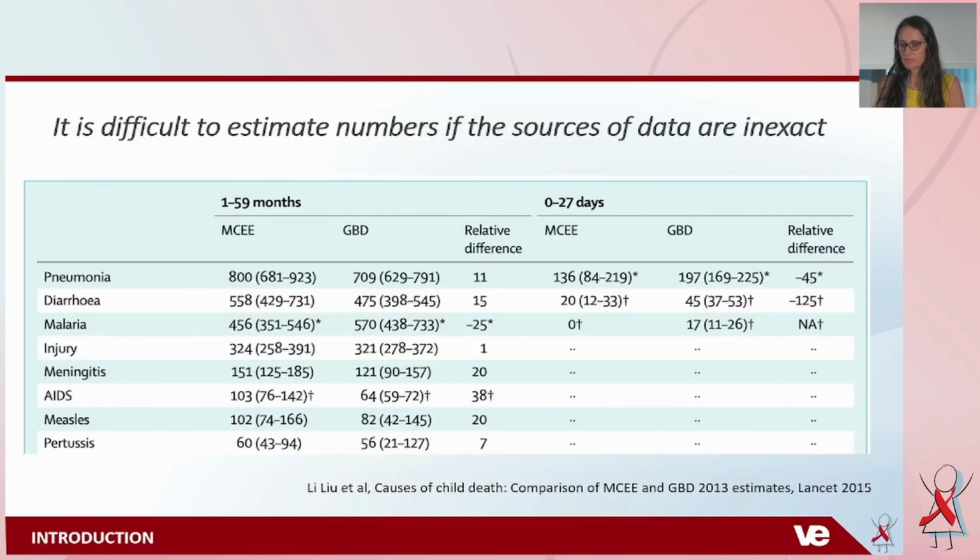And as an example of this, these are the two main groups publishing this kind of data, MCEE and GBD, and if you have a look at the number of deaths that they report related to HIV, the estimates differ. So it's a real problem.